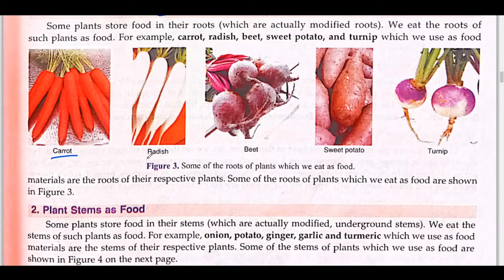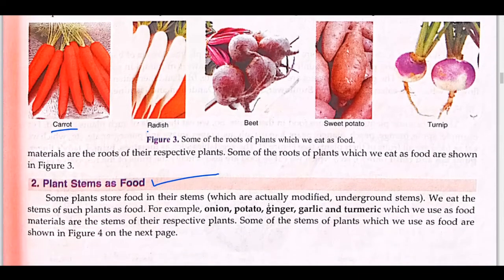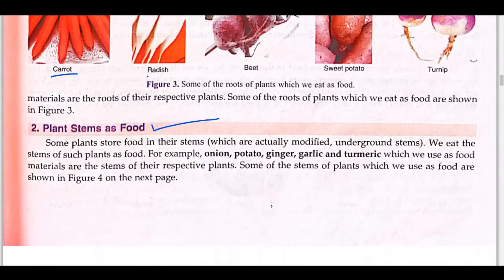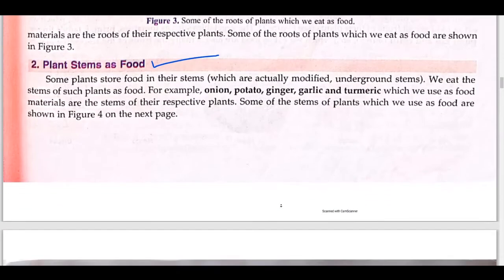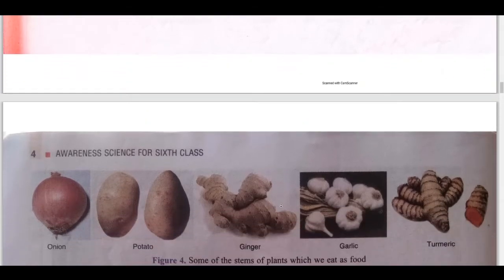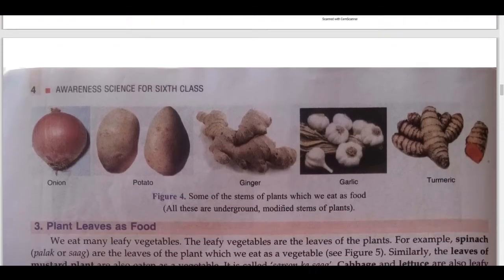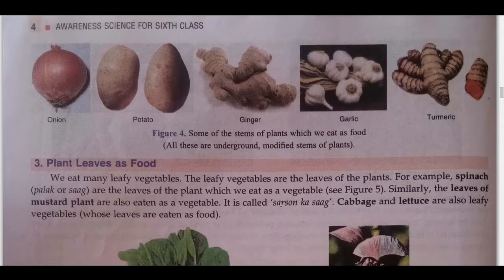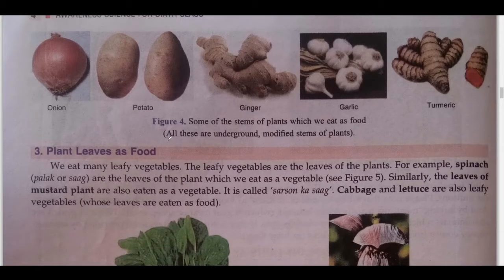Second point, plants stem as food. Now stem also we are eating as a food material. How? I'll show you. Now just turn your page. See here in this picture you can see onion, potato, ginger, etc. You can see these are called as plants stem as food. These are the stems, but these are coming from stems. We are eating as a food, right?